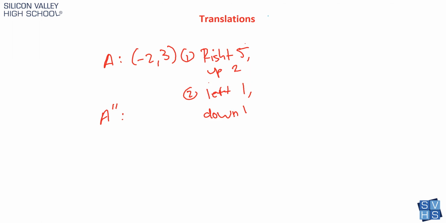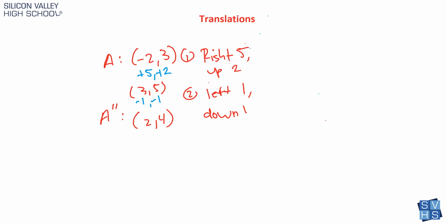So the first thing I would do is I'd say starting at A, the first thing is right 5, so that's a positive X of 5, up 2, that's also a positive Y, and then I would get my resulting point, which would be adding these, that looks like (3, 5). And then I would undergo my second translation, left 1, that's a negative X value, and down 1, that's a negative Y value, and then I would get my A double prime, which is definitely (2, 4). It's the same thing as we've been doing for all of them, just do 2 back to back.